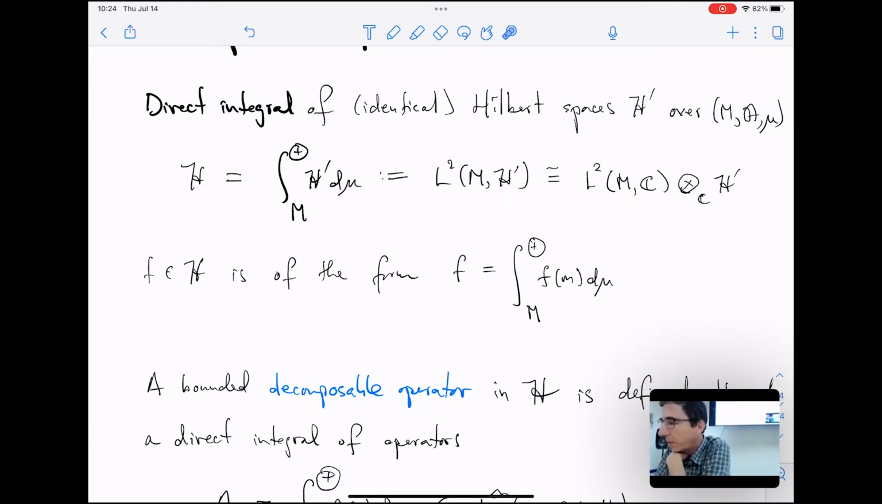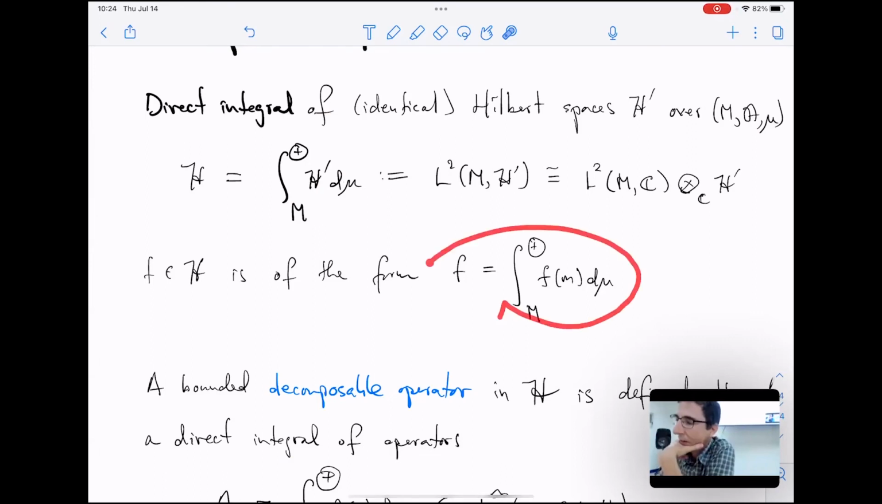It's just L2 with values in C tensored with the Hilbert space. And so any element F of this bigger Hilbert space is of this form. You just take an element of the smaller Hilbert space as a function of M, and it's measurable in an appropriate weak sense. Okay, so F is decomposed on this measure space into this smaller Hilbert space. So it's a decomposition in that way. Fourier transform does that for us with respect to the group action. It already does this for us.